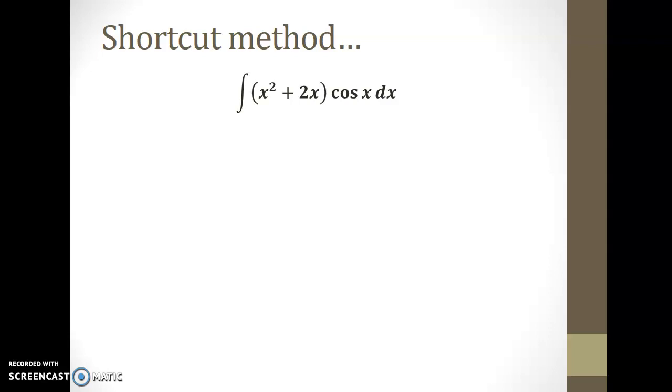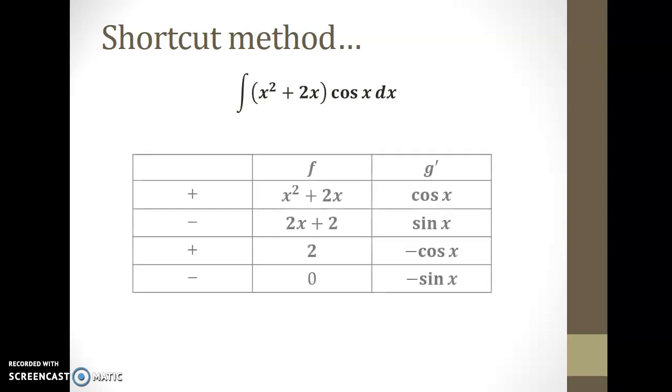Now, in the case of repeated integrals, where a polynomial is the choice of f, and the exponential or the trig will play the role of g prime, there is a shortcut method, which I'll show you right now. So I'm going to construct a table where in the very first row I have written the choice we have made of the function that will play the role of f and the one that plays the role of g prime.